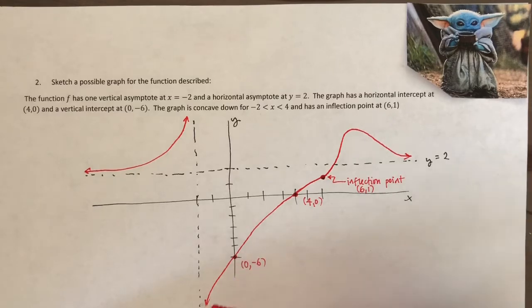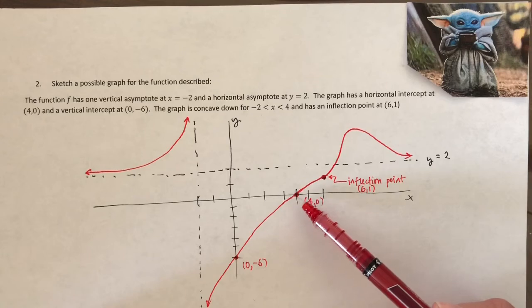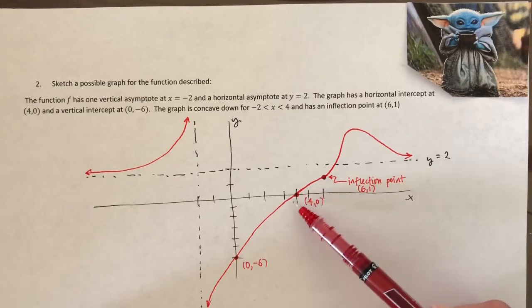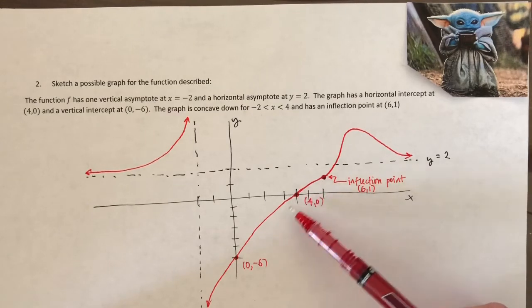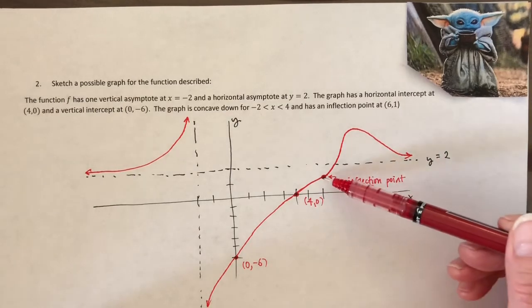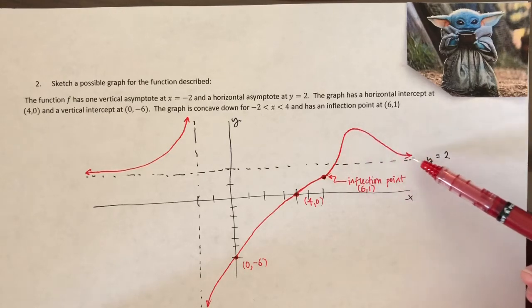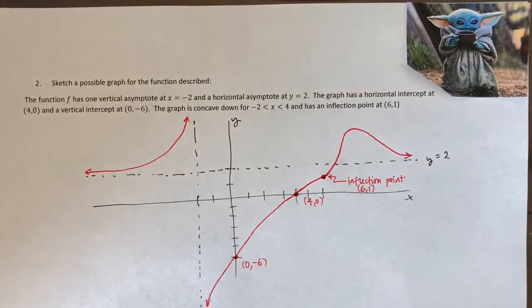The graph is concave down from x equals -2 to 4. It's actually concave down a little further. They didn't say there was any problem with that, so we're going to do that, extend it. And the inflection point, it definitely changes concavity right here. It goes concave up. And then we had to bring it back down so that it would still have a horizontal asymptote at y equals 2.